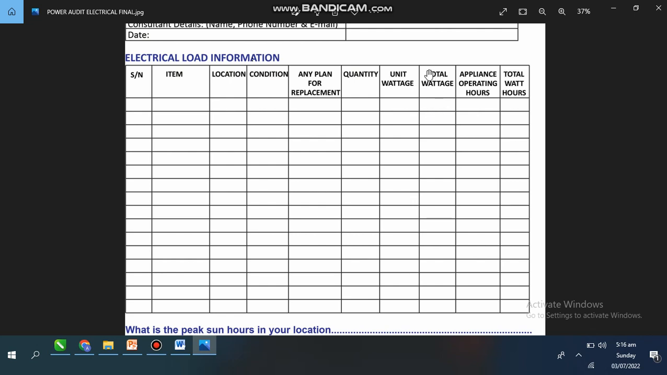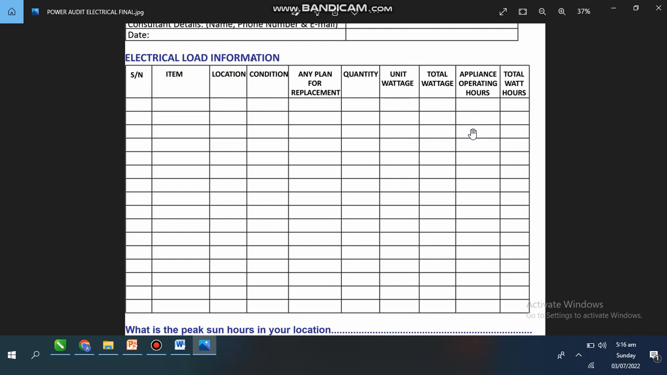This is the column we are discussing now. We said item, location, condition, any plan for replacement, unit quantity, unit watt, then the total watt. We are here now. Then the next thing is appliance operating hours. How long will you use each of the electrical loads? 3 hours, 2 hours, 5 hours, depending. You have to ask him or her how he normally makes use of it. Maybe the television, he might not be running the television 24 hours, so you need to ask. Maybe typically he runs it at night.